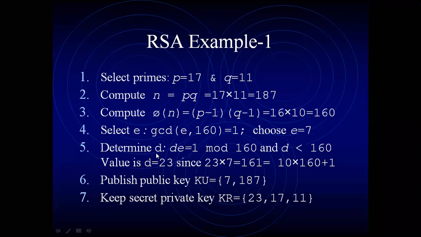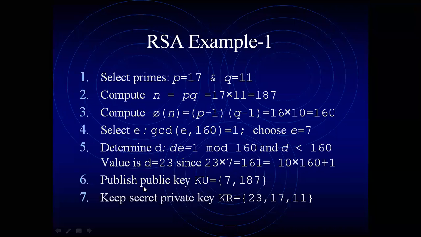Then you have to determine the value of your D. How are you going to find it? D times E is 1 modulo 160, so D is less than 160. If the D value is 23, you can take that as an assumption. 23 into 7 gives 161, and modulo means remainder, right? So you get the remainder as 1. Just check it here.